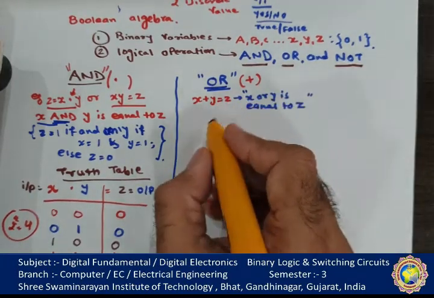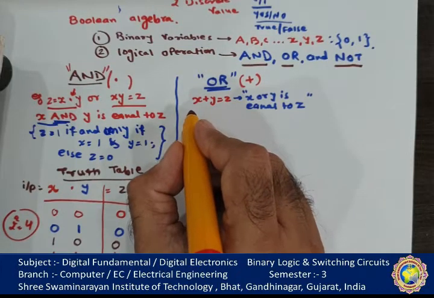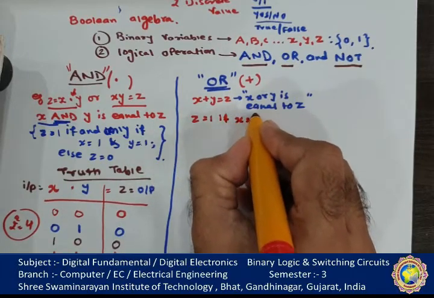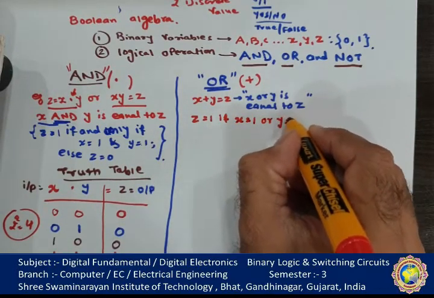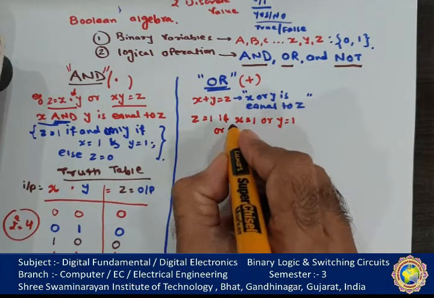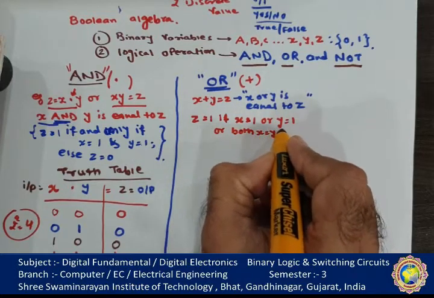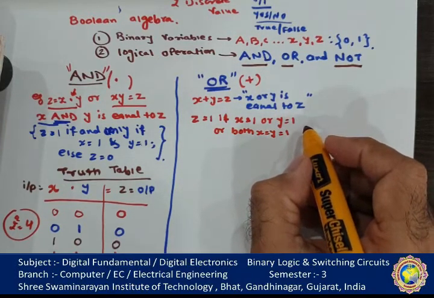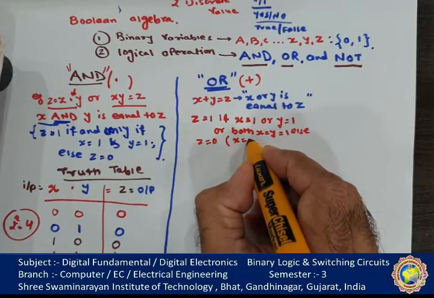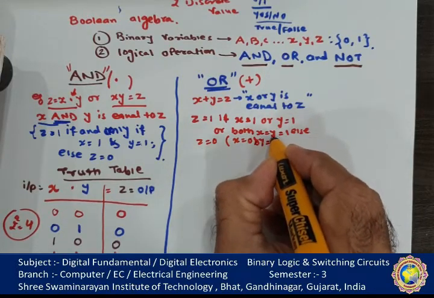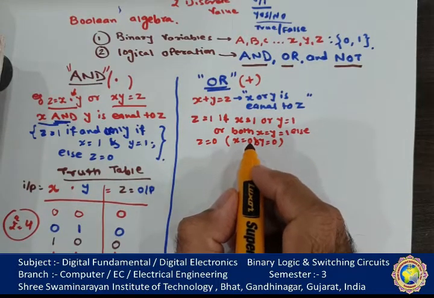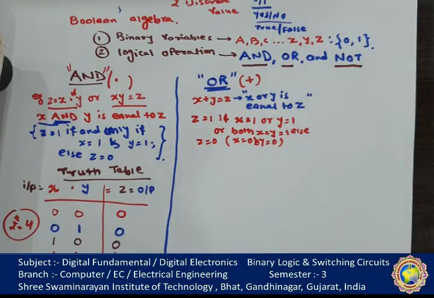So as per this definition, the simple meaning is that Z equals 1 if X is equal to 1 or Y equals 1, or both X and Y equal 1. Else Z equals 0. Which combination? When X is equal to 0 and Y equal to 0. It means both must be 0, and then only Z equals 0.